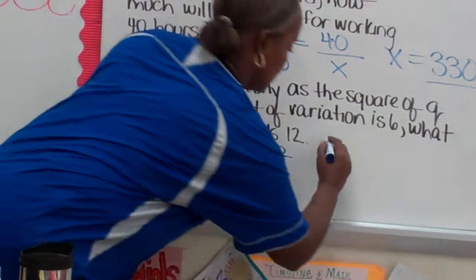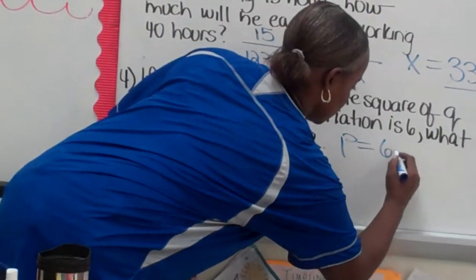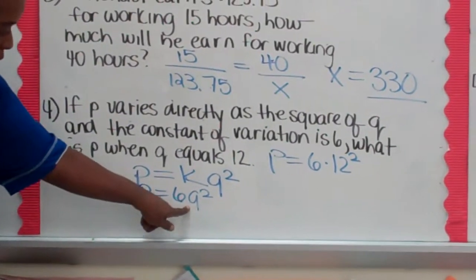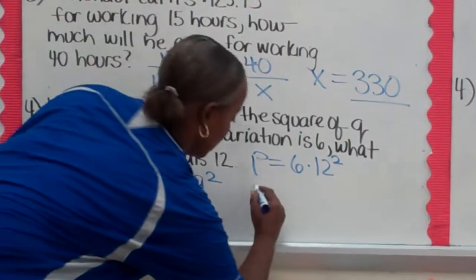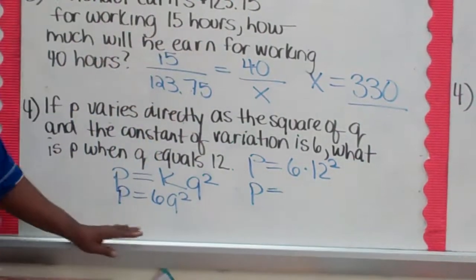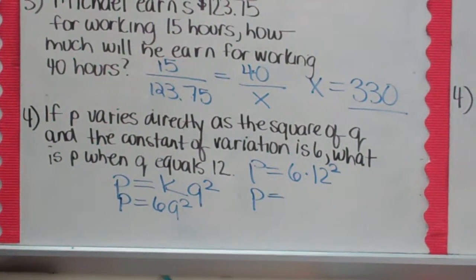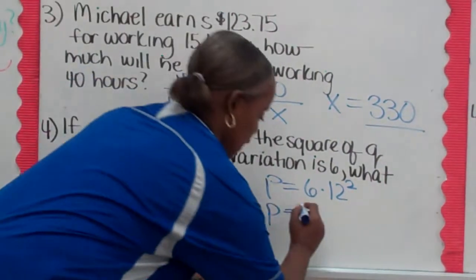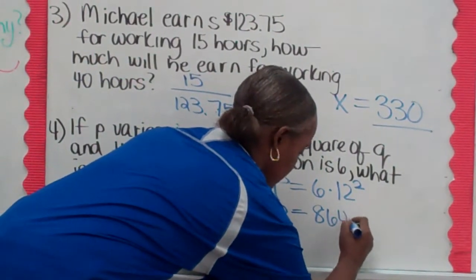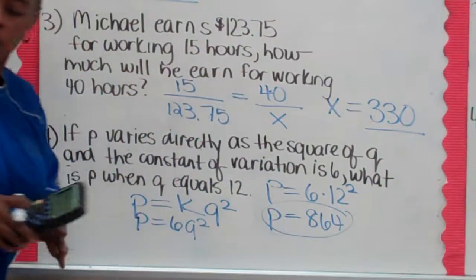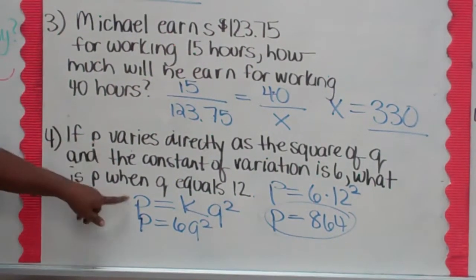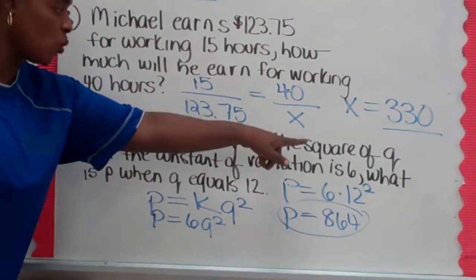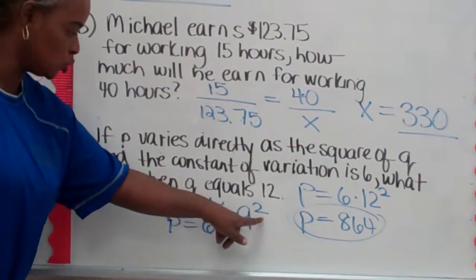So I have P equals 6 times 12 squared. Hit equals, and you get 864.